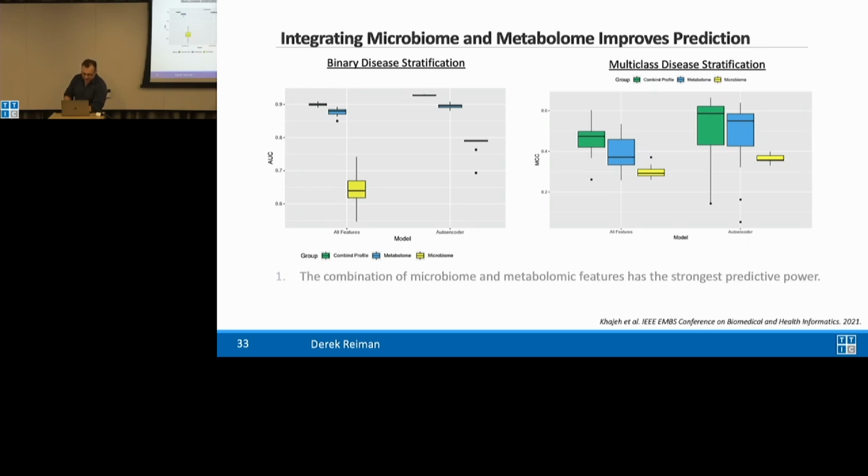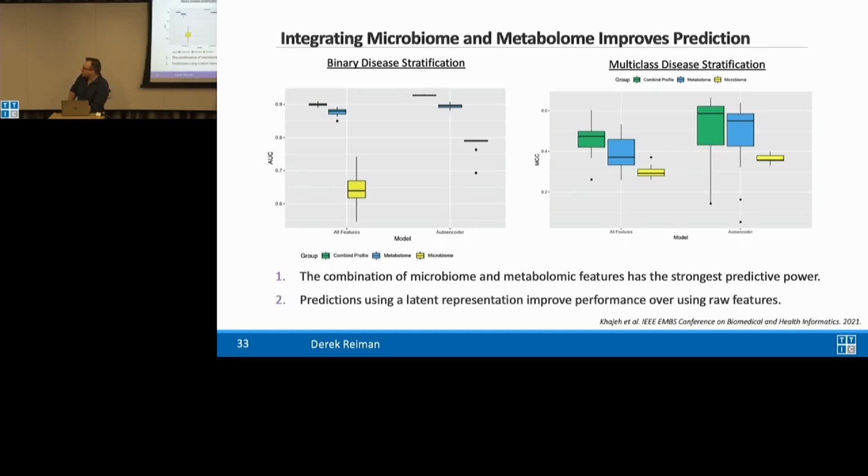two things occur. One is that we observe in each case that the combination of the microbiome and the metabolomic features, whether they're concatenated or compressed into the representation, have the greatest predictive power. And two is that in each case from data modality, using the latent representation improves performance compared to using the raw features, whether it's just microbiome, just metabolome, or the combined profile. And that correlates with a lot of previous studies that I've done.